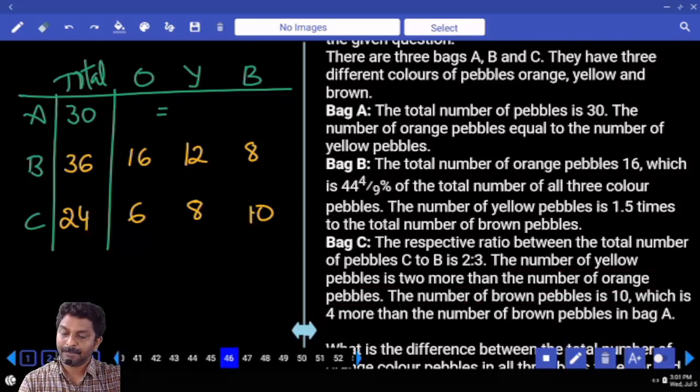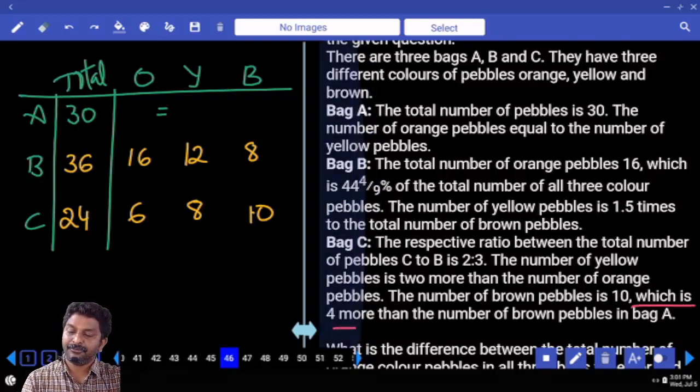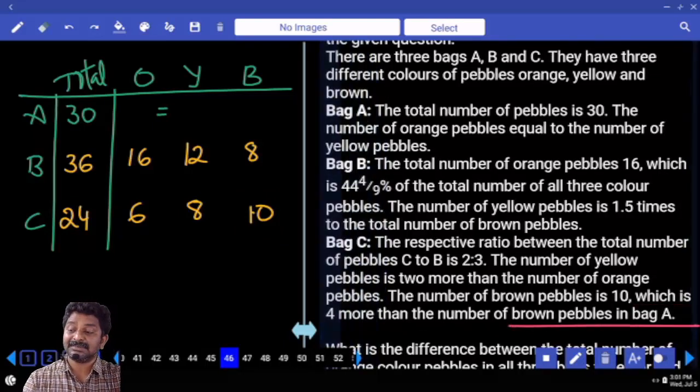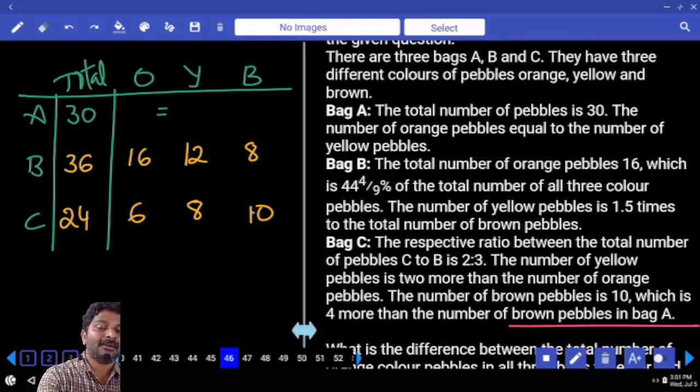Next. Which is 4 more than number of brown pebbles in bag A. Which is more? This value, brown in C, which is 10. Correct. 10 is 4 more than which number? 10 is 4 more than which number? That 6 is brown pebbles in bag A only, and we have brown pebble 6. Out of 30, we have already 6. Remaining 24 must be equally divided, right? That means 12 each.